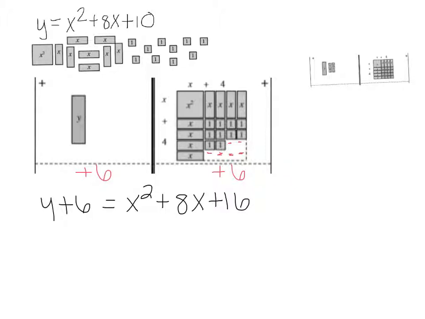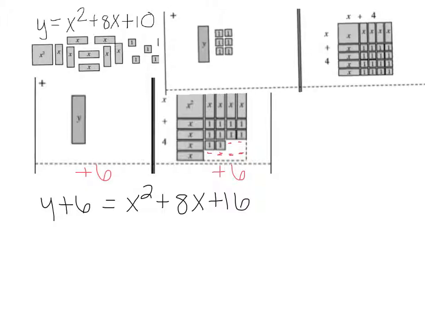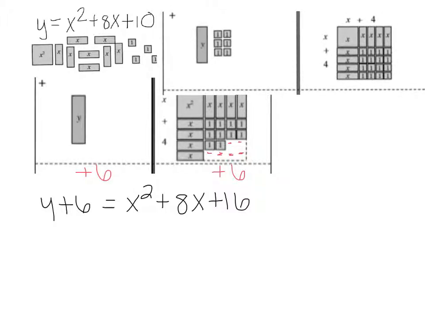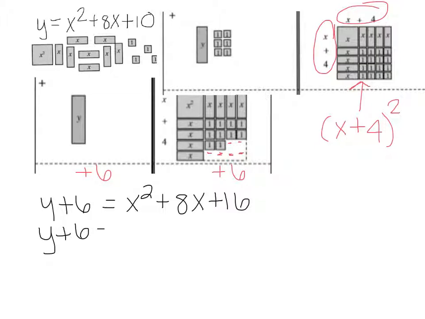However, we also know that the way to write an area, instead of adding up the individual pieces, would be to look at the base times the height of the square. And because it's a square, both the base and the height will be the same. Here you can see the side lengths are x plus 4 by x plus 4. So the area of this square could also be written as (x plus 4) squared. So down here, if I want to rewrite that, I'd have y plus 6 is equal to (x plus 4) squared.